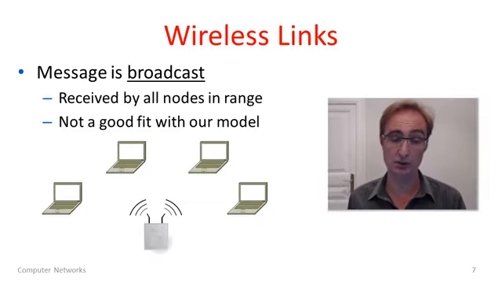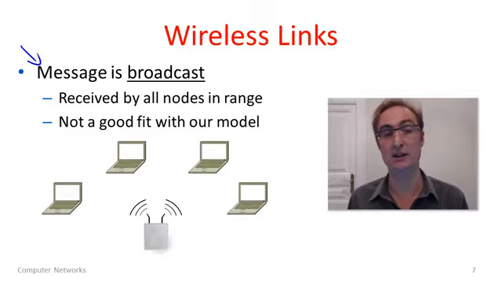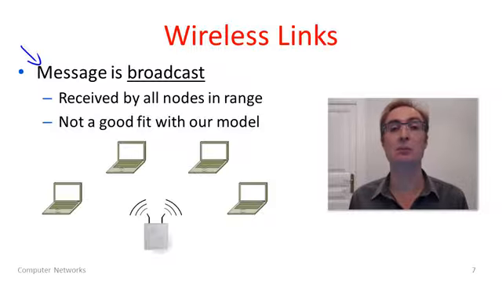Okay, so I also want to talk a little bit about wireless links. This is kind of interesting because wireless is an example of a link in which a message, when it is sent, is broadcast. It's received by all receivers which are within range, rather than any one particular receiver. And that's the case even if the message was intended for a particular receiver.